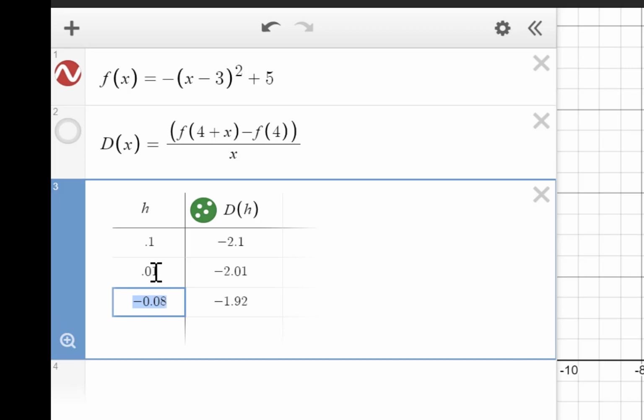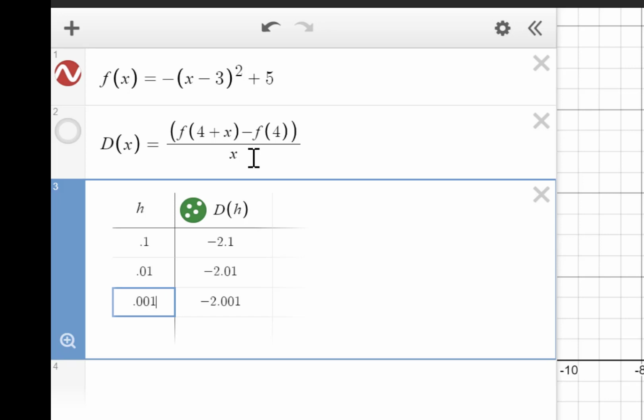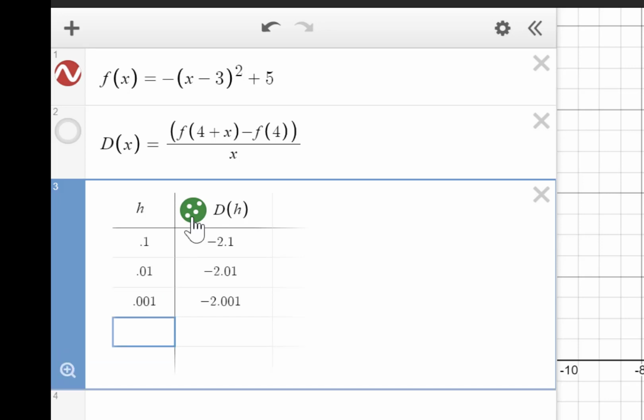This way your reader can glance at it and see what d of x is defined as in your table, and they can see the entire thing. It's not cut off in the label. So now I am exploring the value of this average rate of change. I'm going to turn off the dots here. I'm exploring the average rate of change of f of x at x equals 4.